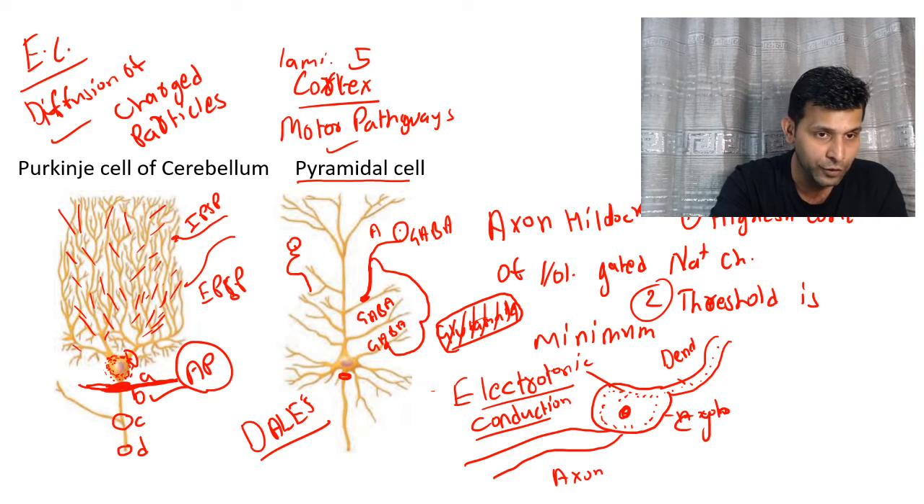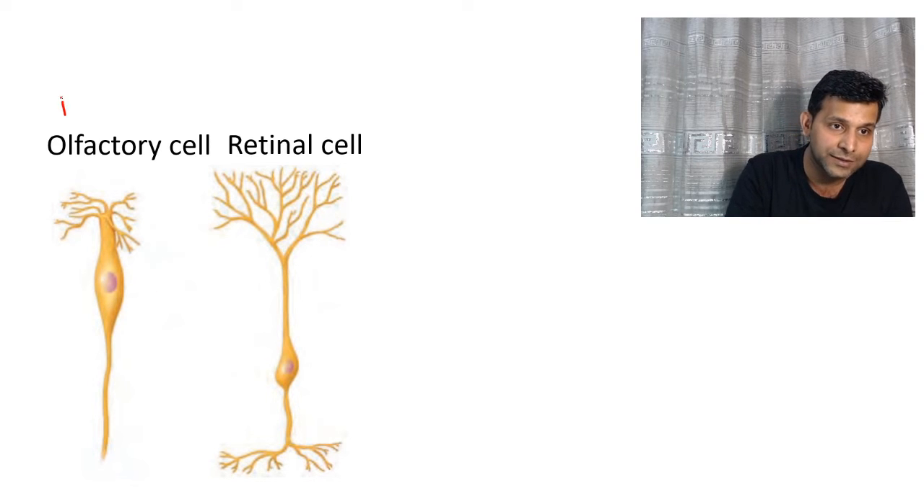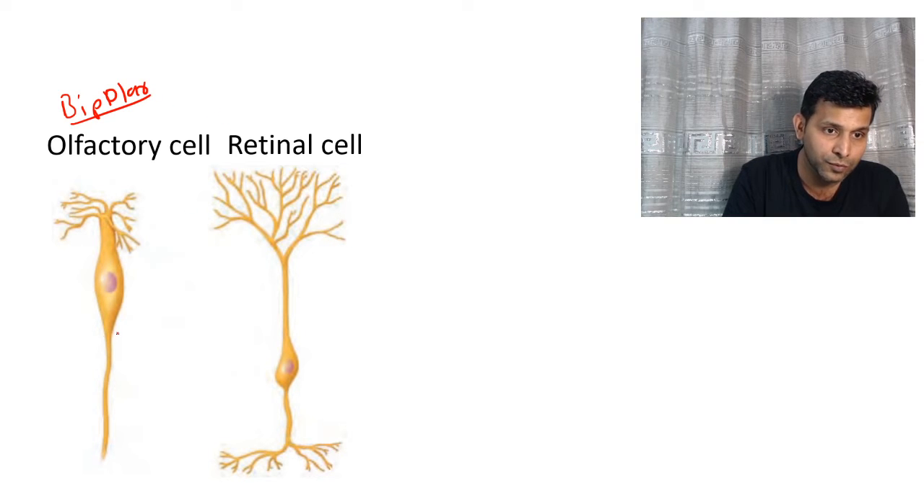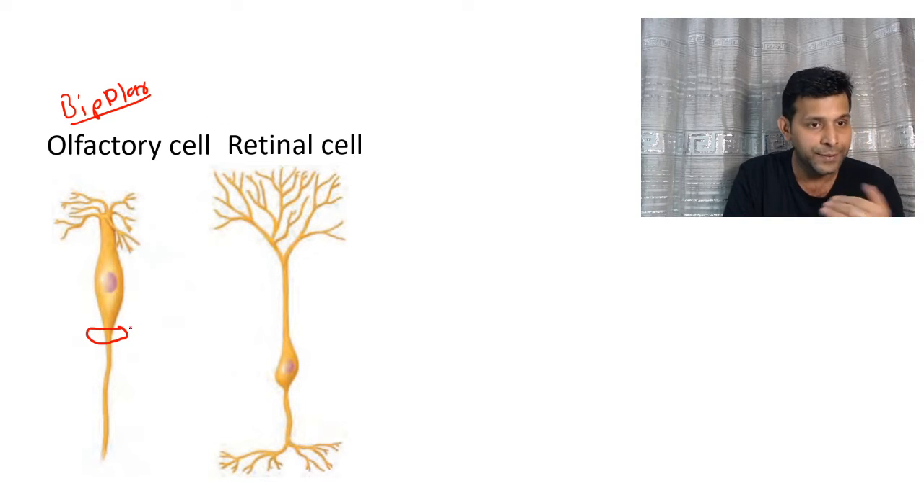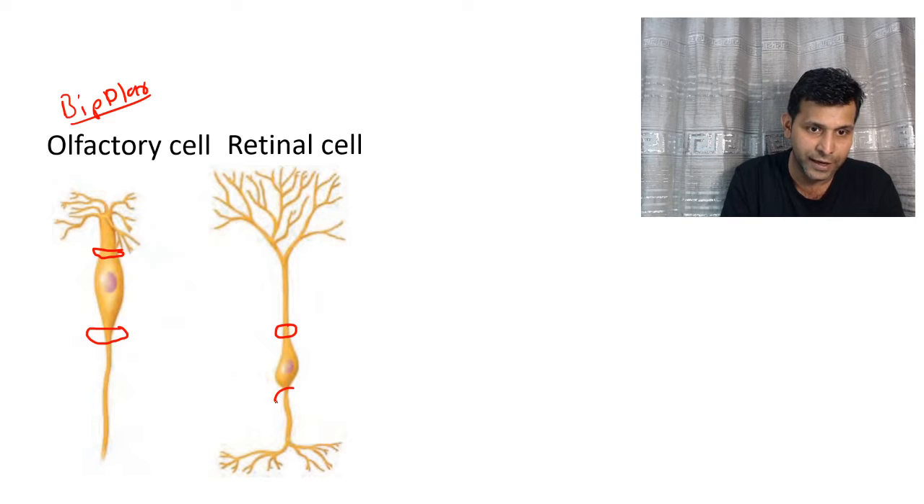Another type of neuronal cells, the olfactory cells and retinal cells, are typical examples of bipolar cells. Both of them are bipolar cells. So one ending which is coming out and one ending which is the receiving side. So there are only two poles for a cyton.